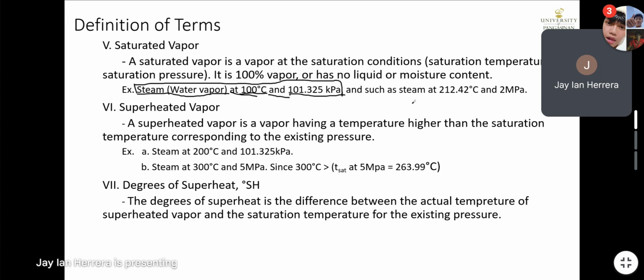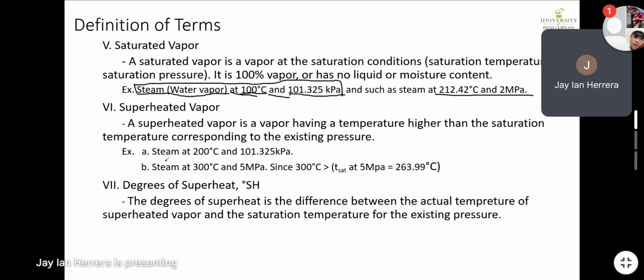Another example, steam at 212.42 degrees Celsius and 2 MPa. Next is superheated vapor. A superheated vapor is a vapor having a temperature higher than saturation temperature corresponding to the existing pressure. And superheated vapor, yun yung technically, yan yung steam or superheated steam. Yan na yung either mas mataas yung temperature or mas mataas yung saturated vapor natin.